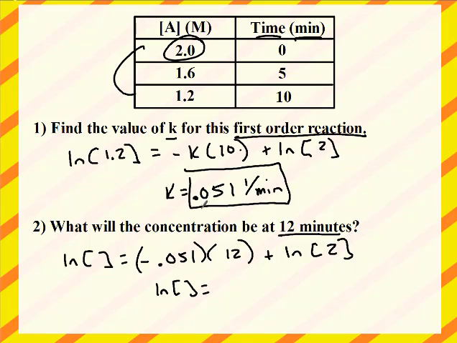So solving everything on the right, I get ln of concentration is equal to 0.0811. And then the opposite of ln is raising it to the power of e. So concentration is e to the 0.0811, which is 1.08.